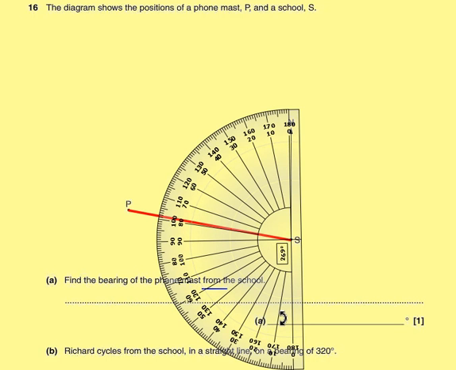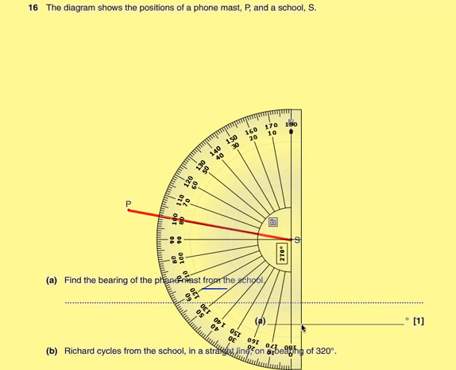And we can then measure from the south line at the bottom, still measuring around from naught, all the way around to 100 degrees. We're staying on the outside scale here. So our angle for our bearing, we've got 180 degrees plus 100 degrees, which is 280 degrees.